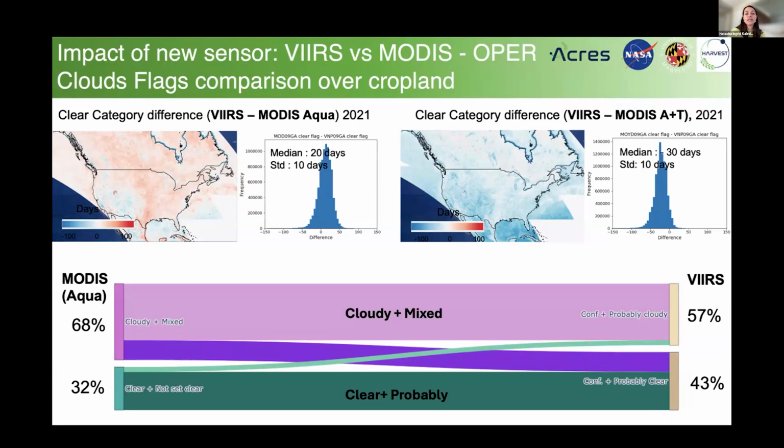It's a study to see how the differences in spectral bands and coverage actually impact the yield for different crops over the USA. It was interesting to see that the definition of the cloud flags, so the data that we can use, is very different between VIIRS and MODIS and has a huge impact on the occurrence of each category, especially the clear category, when you can actually use it inside the models.